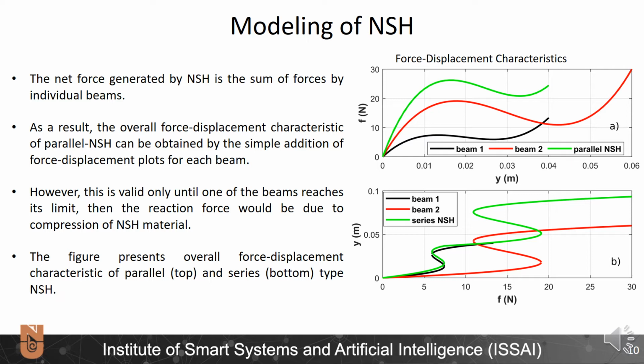When the beams are assembled in parallel, we can get the force displacement characteristic by simply adding all force displacement values of each beam. This is valid until one of the beams reaches its limit. Let us now consider series combination of beams with different stiffness values. All beams will have different displacement, that is why we need to consider it while plotting force displacement characteristics.